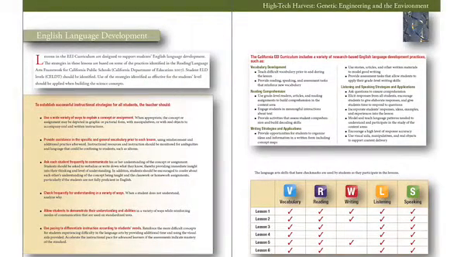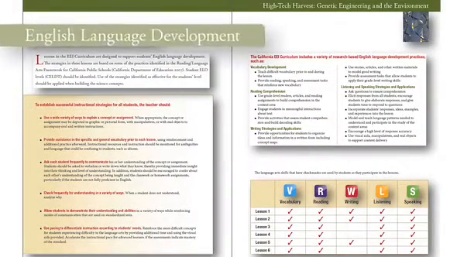The content areas of science and history social science can be especially challenging for English learners for a variety of reasons. These include the content-specific terms, academic vocabulary, and the amount of language, both spoken and written, that is often used during instruction. Each EEI unit includes a reference page for English language development.